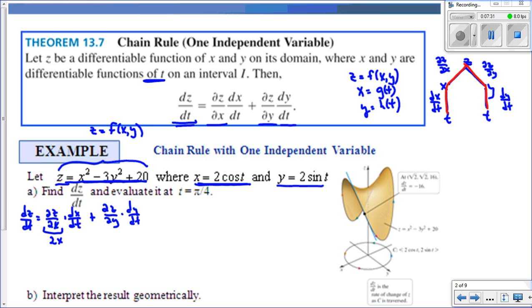Now the derivative of x with respect to t. Find the equation for x in terms of t. The derivative of x with respect to t will be negative 2 sine of t. Partial of z with respect to y, negative 6y. And the derivative of y with respect to t would be 2 cosine t.